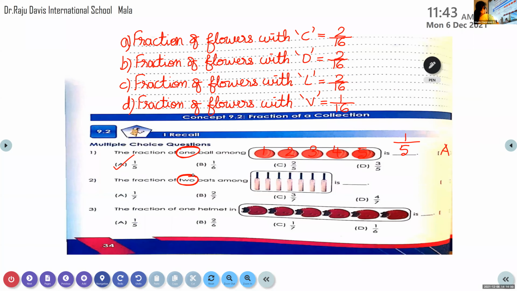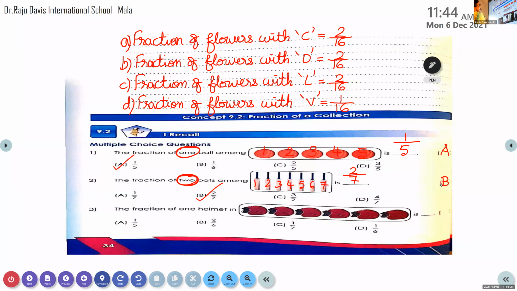Renfred, what will be the fraction for the second one? 2 by 7. The correct option is? B. B. Good. So it is given that the numerator should be 2, the fraction of 2 bats. So 2 by the total number of bats: 1, 2, 3, 4, 5, 6, 7. 2 by 7. Put a tick mark on B. Write B in the bracket.